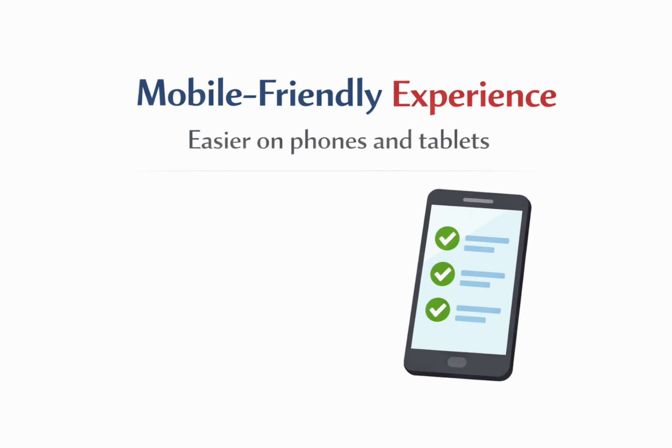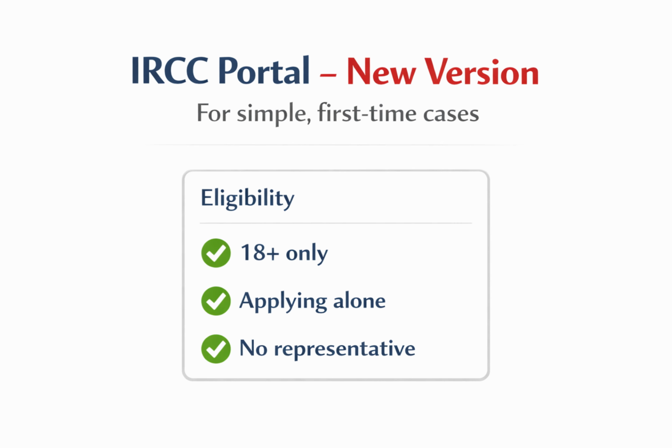Now, let's talk about something that often causes confusion: the IRCC Portal new version. If you see something called the IRCC Portal new version, this is a simplified version of the portal. It is usually meant for people who are applying alone, are over 18 years old, have never applied to IRCC before, and are not using a representative. If you don't meet these conditions, you should use the regular IRCC Portal or GCKey.